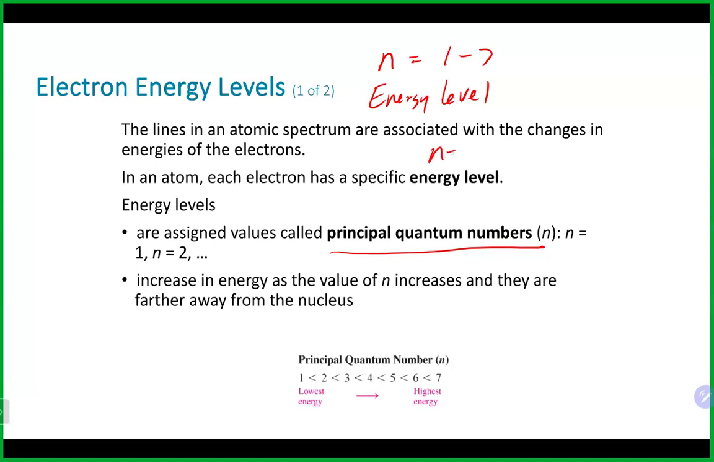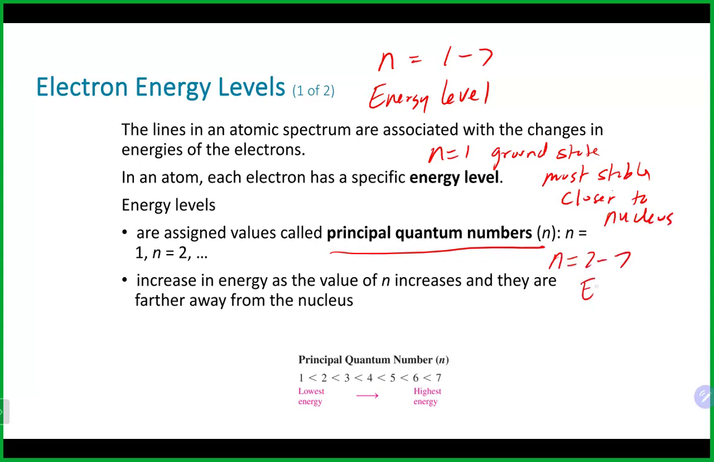The n equals 1 is the ground state. It is the most stable, and it is closest to the nucleus. Anything that's above that, n equals 2 through 7, are what are sometimes referred to as excited states. They are higher in energy, and they are further from the nucleus.